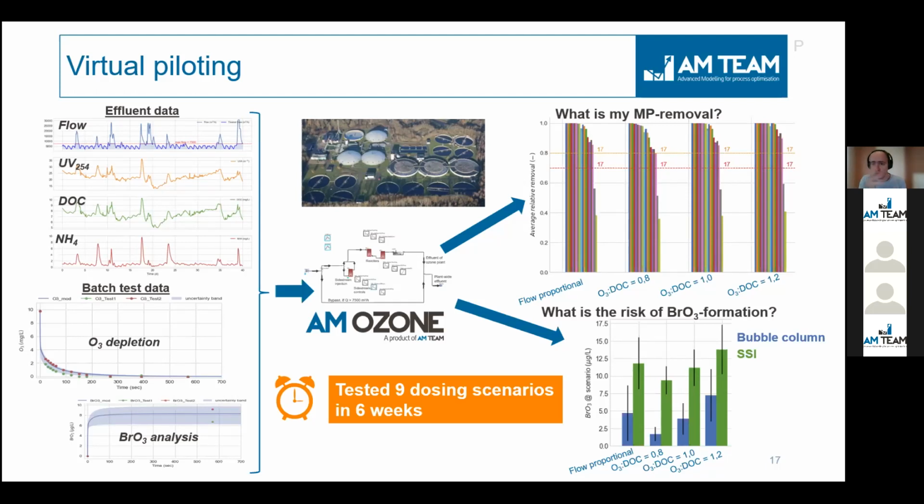What will be your micropollutant removal with different ozone dosages? So the impacts of the dynamics are taken into account. And we also look at the impact on bromate formation. We can look into the aspects of different injection systems. Here we actually performed 9 dosing scenarios in 6 weeks. So it can really help you to save a lot of time and money instead of doing a real physical pilot.